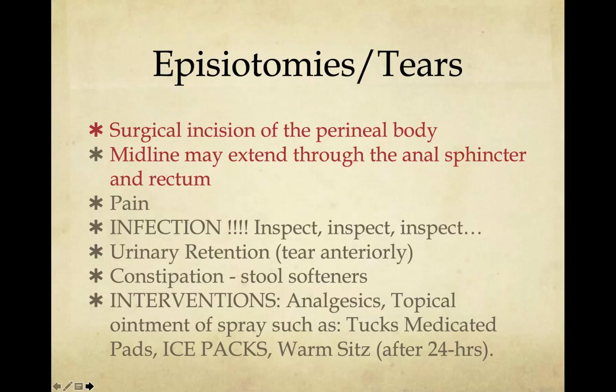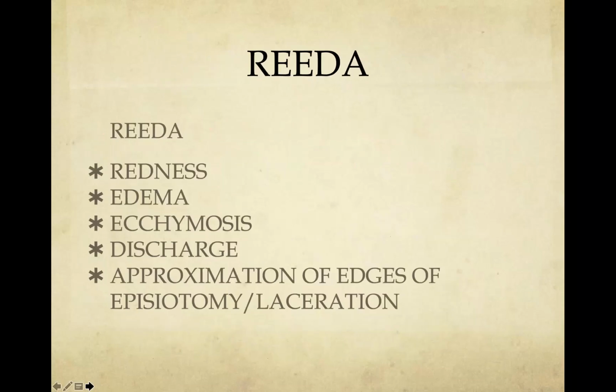You want to make sure that they clean really well. Use a peri bottle. Make sure that they're cleaning from front to back. Help out with stool softeners, because it's going to be very painful to move their bowels. Ice for the first 24 hours. Hint, hint, hint. Ice first. Think of your first aid, basic, fundamental first aid. Ice first, then heat. There is your REEDA.